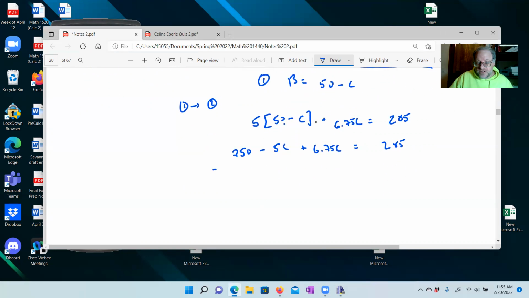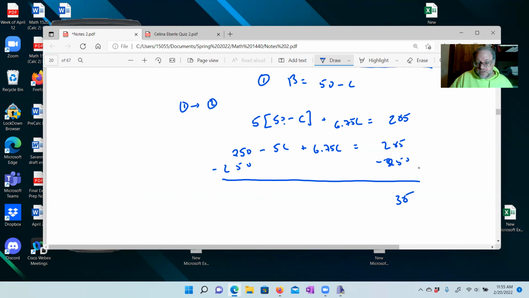Now let's go ahead and get rid of this by subtracting the 250 on both sides. So 285 minus 250 should be, 85 minus 50, so that should be something like 25, no, 35.